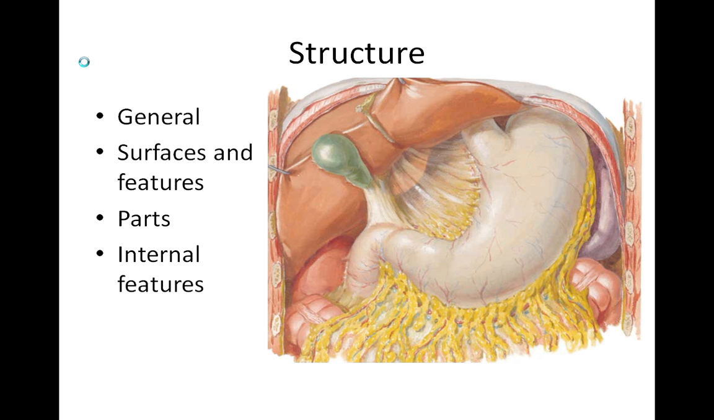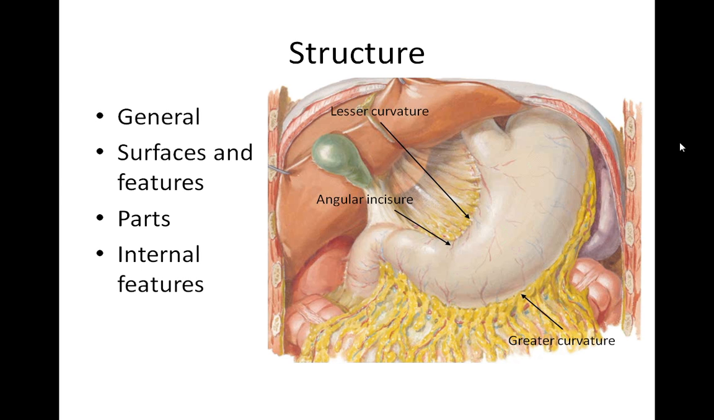Now, generally, the stomach is a sac-like organ, and it's shaped in the form of an inverse J. It has an anterior and posterior surface, and these are separated by upper and lower borders. Now, the upper border is known as the lesser curvature, and the lower border of the stomach is known as the greater curvature. Now, the lesser curvature has a little notch in it called the angular incisure, and it's located around here.